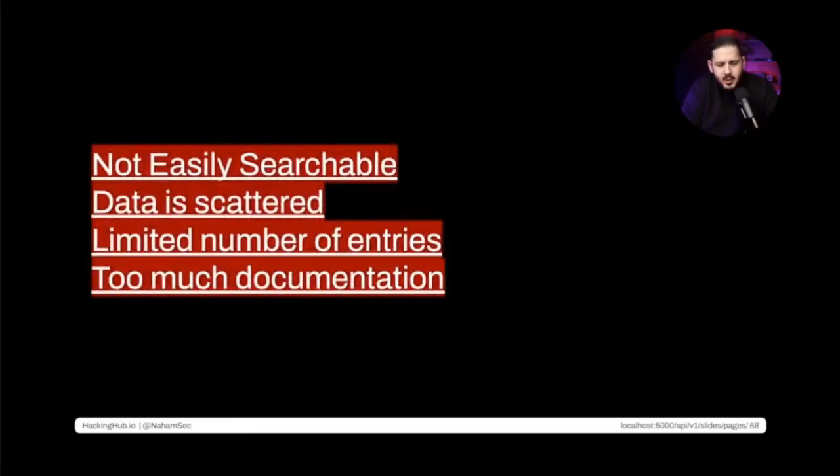So the thing about Postman is that it is not easily searchable. The data is very scattered. It is very limited in number of entries you can see, and there's honestly too much documentation. There is something bad about too much documentation, and in some cases it's good, which I'll show, and in some cases it's really, really bad.